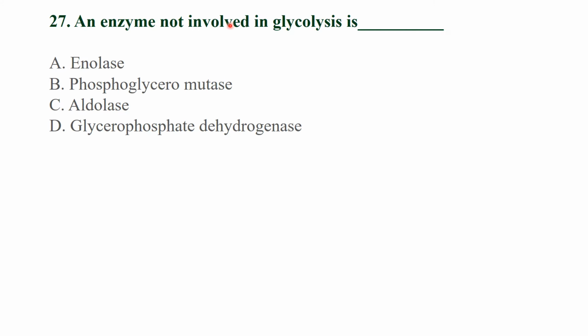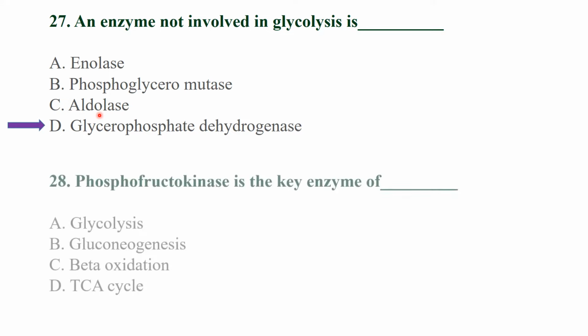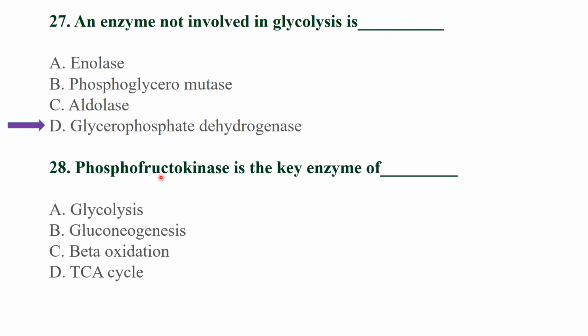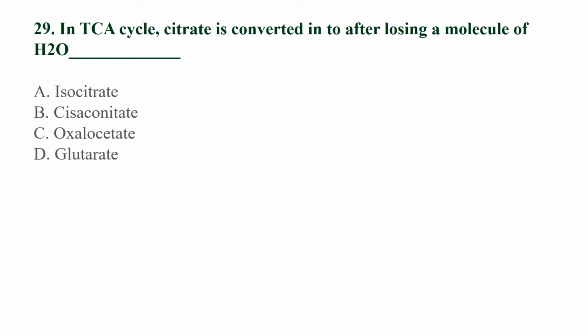An enzyme not involved in glycolysis is glycerophosphate dehydrogenase. It is not an enzyme involved in glycolysis. All other enzymes, enolase, phosphoglyceromutase, and aldolase, have their contribution in glycolysis. Phosphofructokinase is the key enzyme of glycolysis.